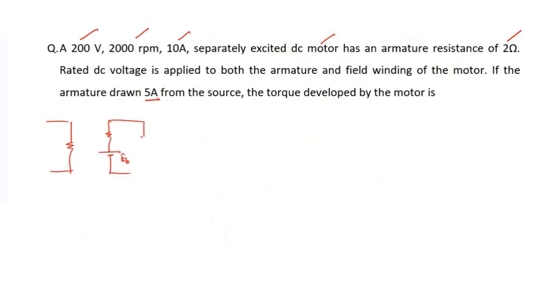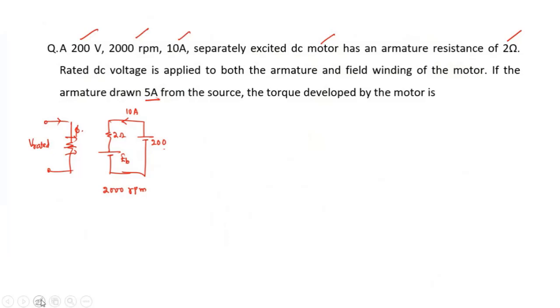It's EB and this is a motor. By the way, it's 200 volts when it is running at 2000 RPM and it draws 10 amperes. By the way, the armature resistance is 2 ohms. And it is operating at rated voltage on both the field and the armature, so the flux is constant.